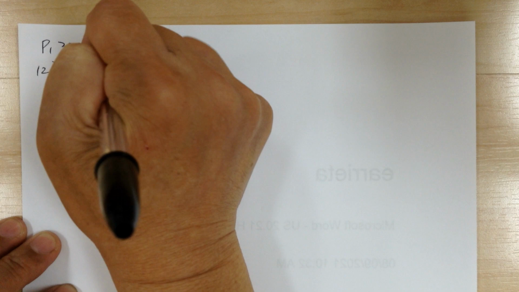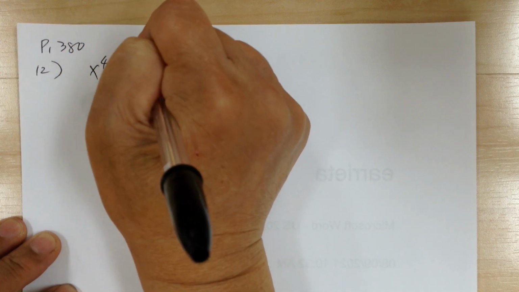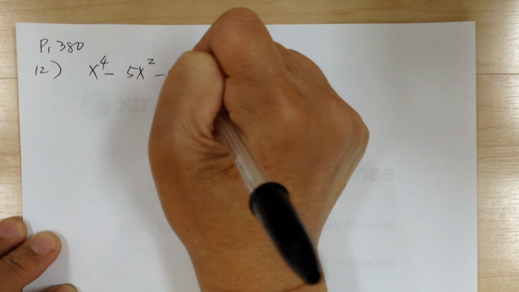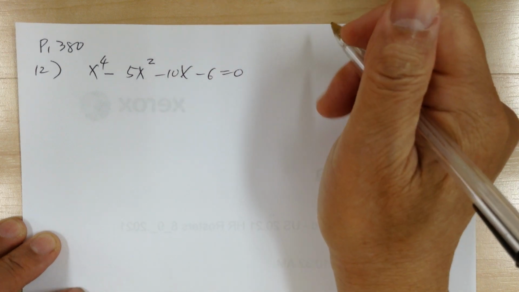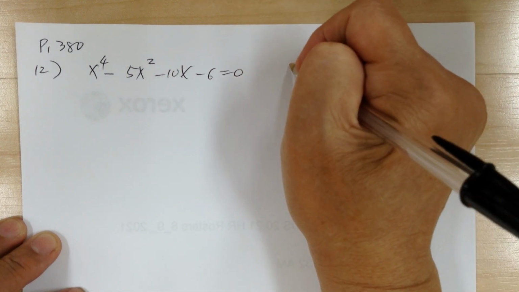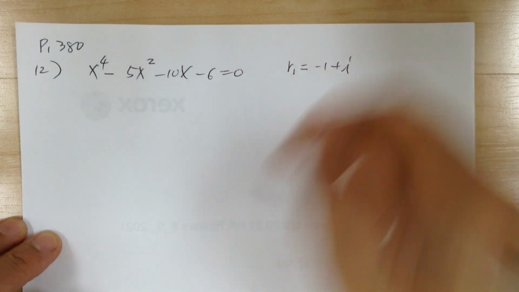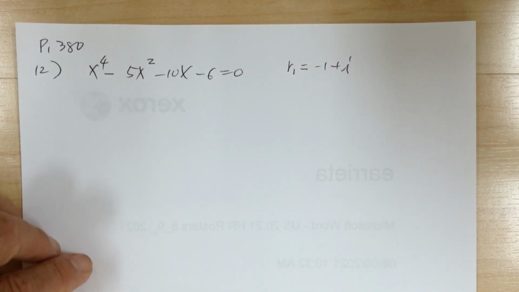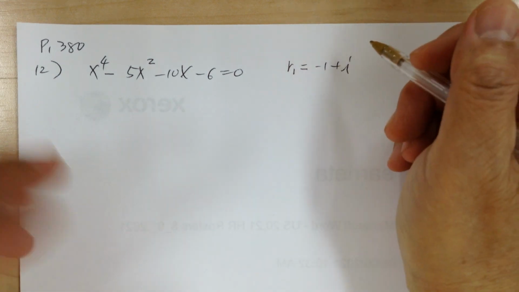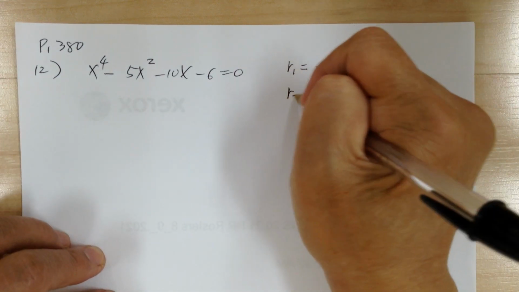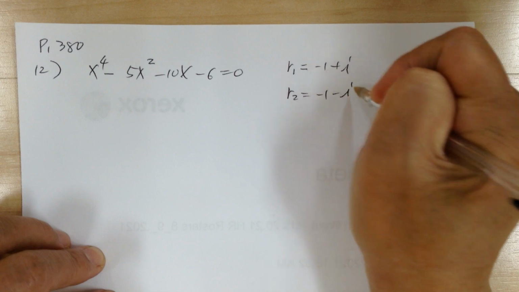Okay, you got x to the 4 minus 5x squared minus 10x minus 6 equal to 0, and only one answer is given. You got R1 equal to negative 1 plus i. So from here, what you need to do is first get the conjugate, right? So R2 is going to be negative 1 minus i.